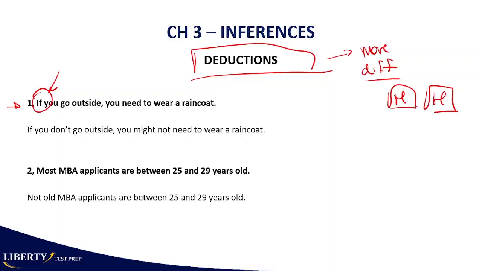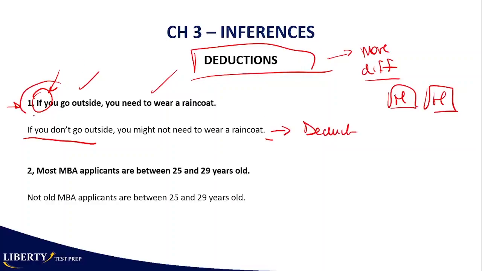Okay, if you go outside, if this is true, then you need this. Now, what happens if this is not true? What happens if the condition is not present? If you don't go outside, you might not need to wear a raincoat. You see, so this is a deduction.